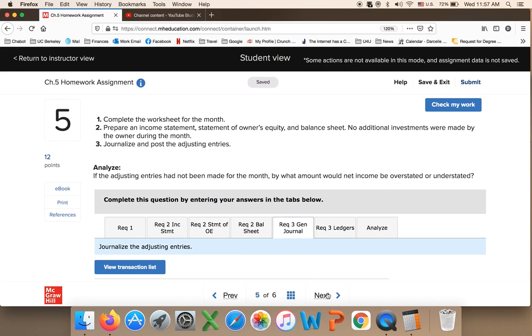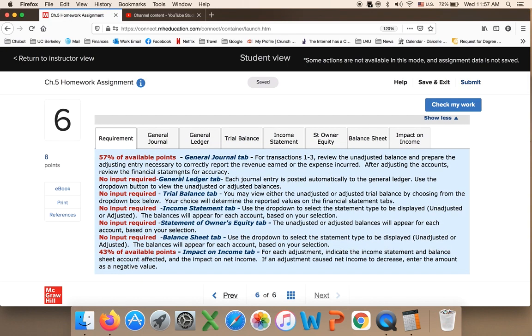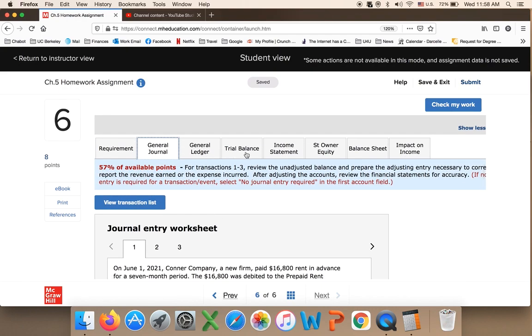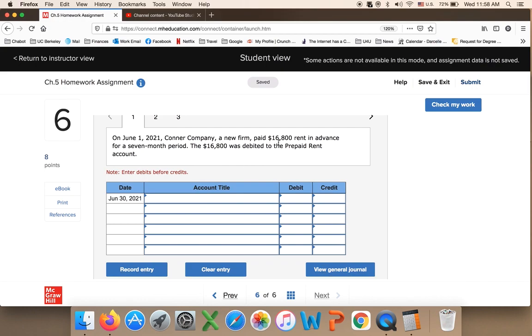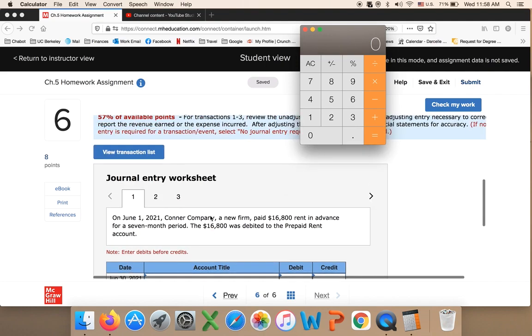And the last question, question number 6, is called the general ledger problem. There are a lot of tabs. You just have to do the general journal and then the last one, impact on income. You just enter the general journal and then ledger, trial balance, all of these will be populated, except for the last tab. So for example, it says on June 1st, they paid 16,800 rent in advance for 7 months. And so right now, 1 month went by, right? So how much is the adjustment? You need to make adjustments.